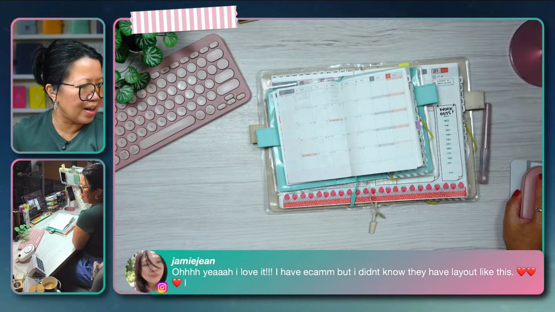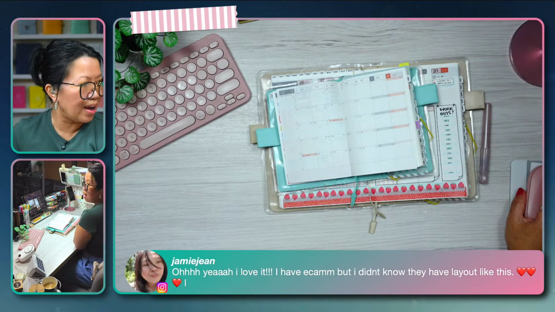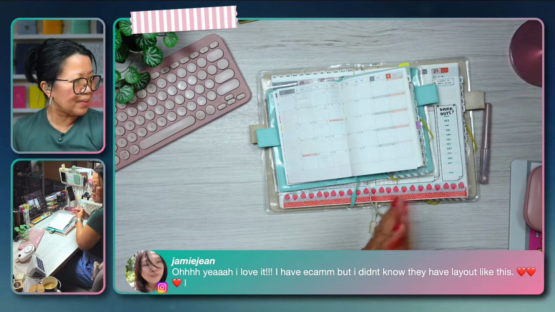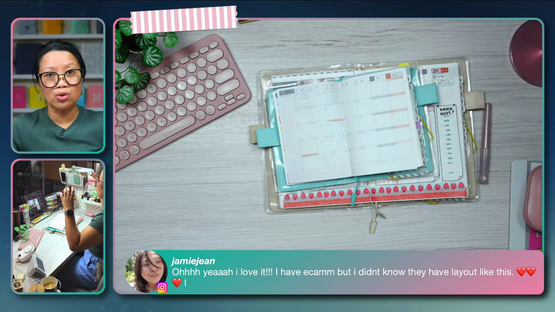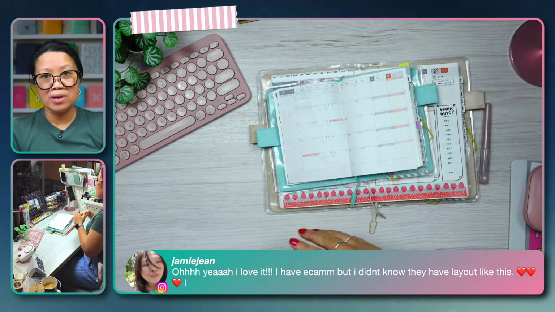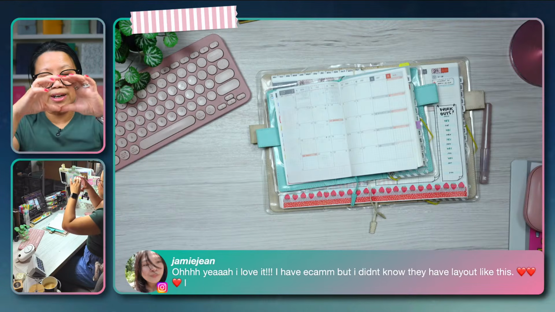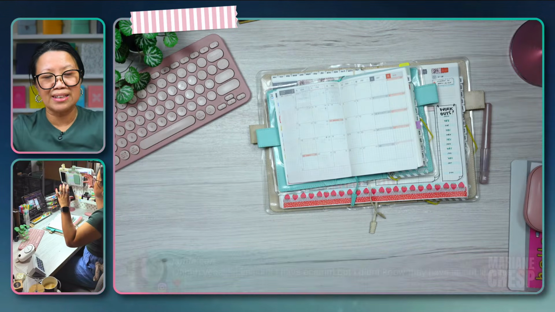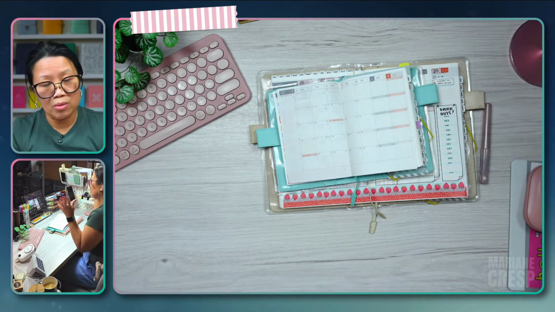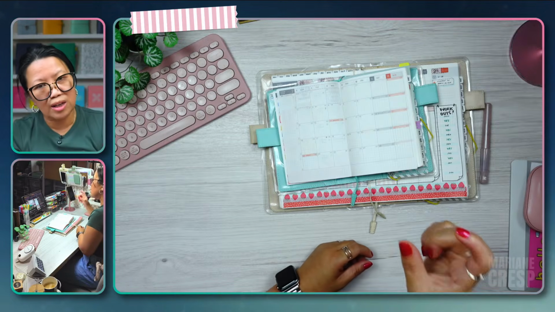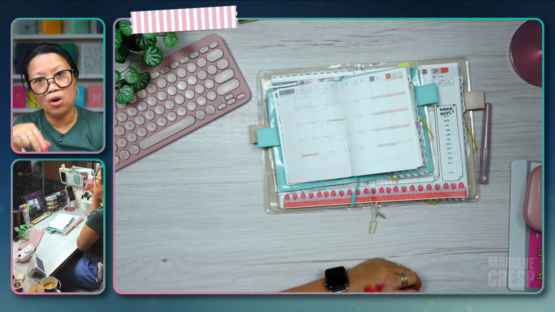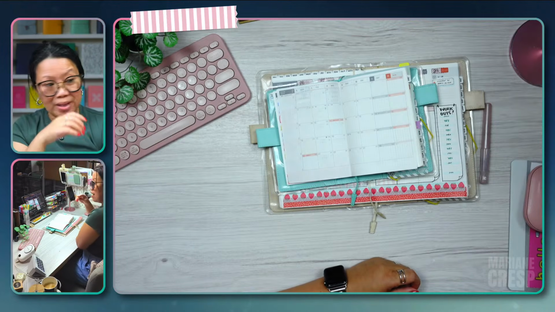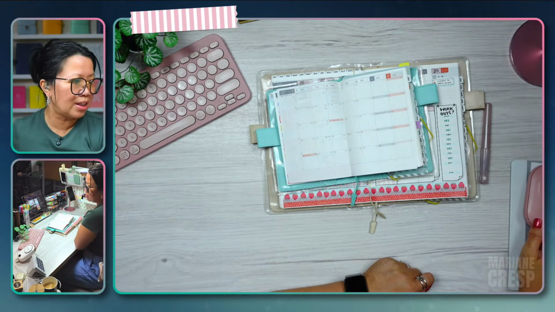Oh yeah, I love it. I have Ecamm, but I didn't know they have... It's new, Jamie. They have a beta version where you can go dual mode. So at the moment, I'm streaming on YouTube as a landscape. Can also stream on YouTube on the shorts feed, but I thought I'll go vertical on Instagram. So yeah, it's the nice new thing.